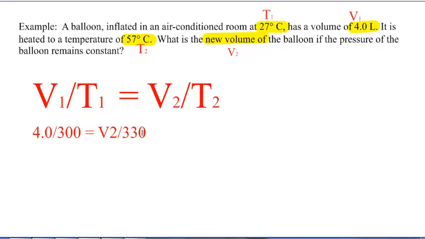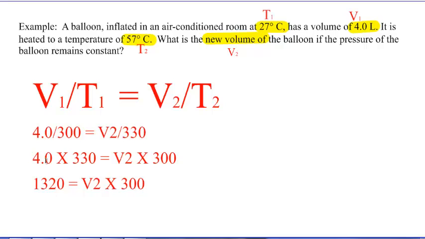When you solve one of these problems, you probably want to use cross multiplication. It's up to you exactly how you want to solve, but usually I found that students like to use cross multiplication. What that means is I take the top number from this side times the bottom number from this side, and that's going to be equal to the top on this side times the bottom on this side. So in other words, 4.0 times 330 equals V2 times 300.